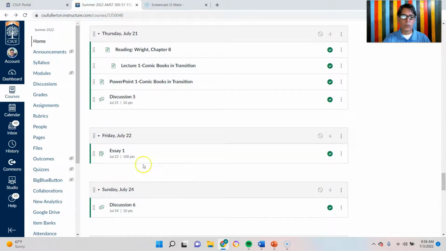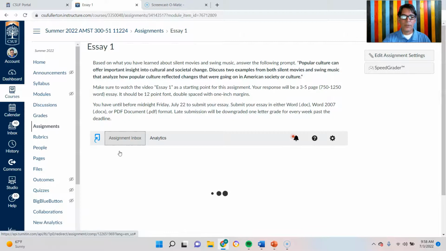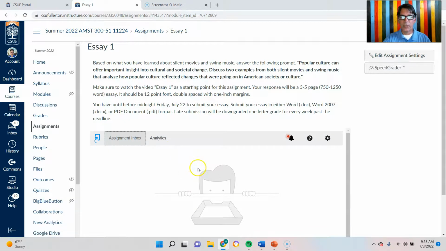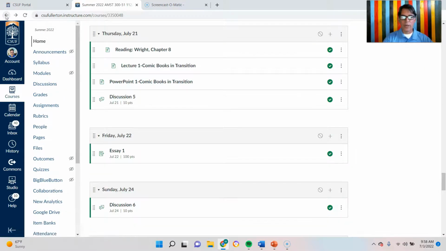There it is. That's where you will turn it in, here where it says Essay 1. You will be able to submit it on here. My box is blank because nobody's turned anything in. You can turn it in early if you want. You don't have to turn it in that day, but try to make sure you get it done on time. The rest just continues.